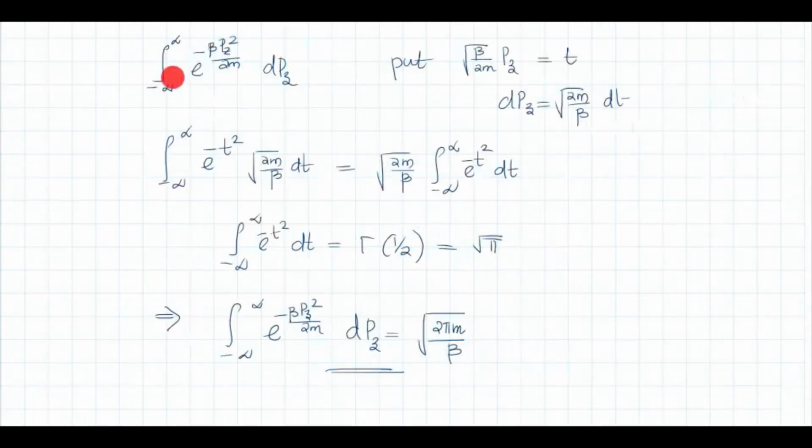First, consider this integral: the integral from minus infinity to infinity of e raised to minus beta pz square by 2m into dpz. Put square root of beta by 2m into pz equal to t. dpz becomes root 2m by beta dt. Substituting those values, you will get e raised to minus t square, root 2m by beta, into dt. Square root 2m by beta you can take outside. The remaining is actually a gamma function. It is gamma half, and gamma half is root pi. Substituting that value, you will get square root of 2 pi m by beta. So this integral is square root of 2 pi m by beta.